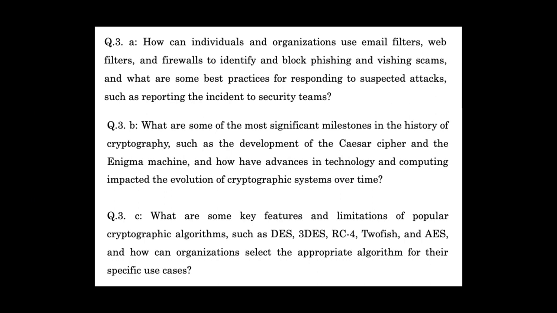Question number 3B. What are some of the most significant milestones in the history of cryptography, such as the development of the Caesar cipher and the Enigma machine, and how have advances in technology and computing impacted the evolution of cryptographic systems over time?